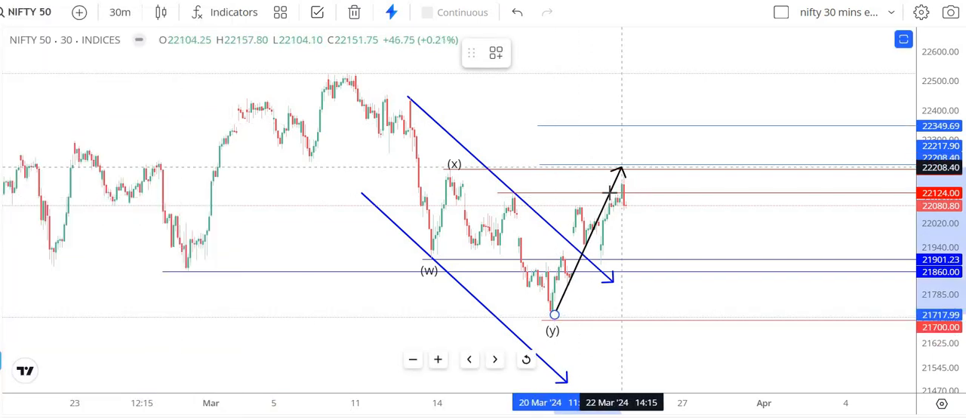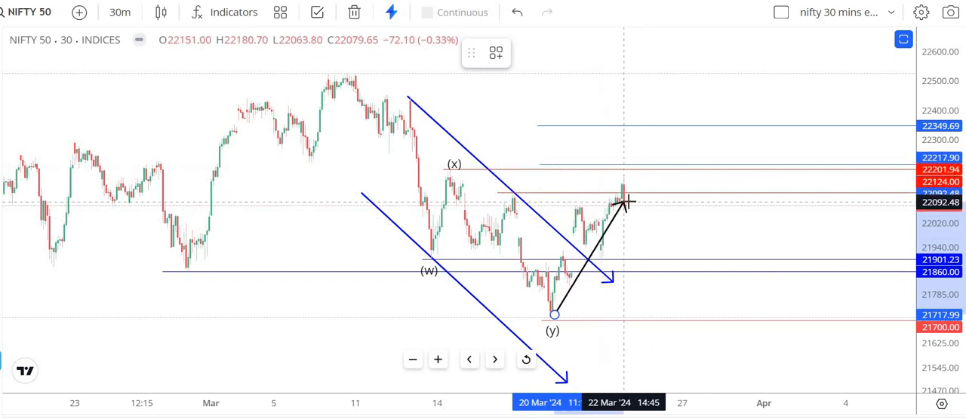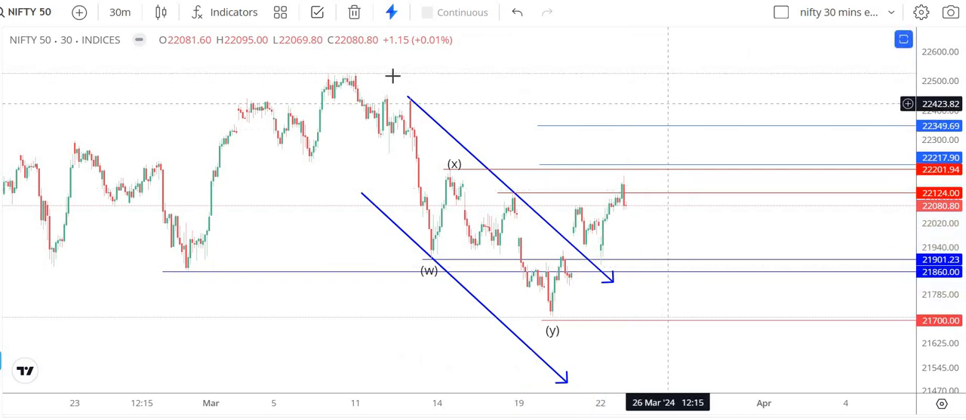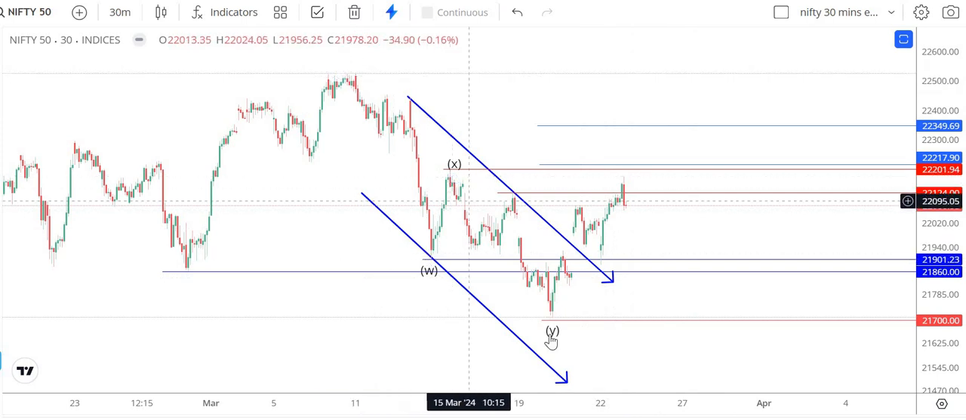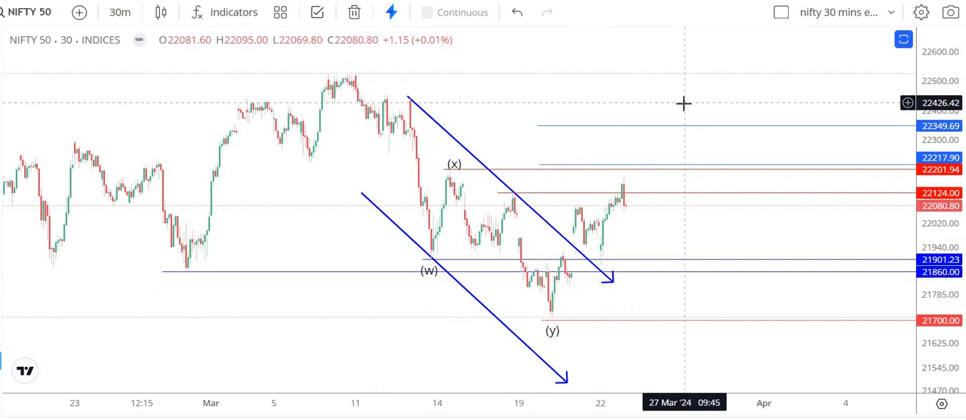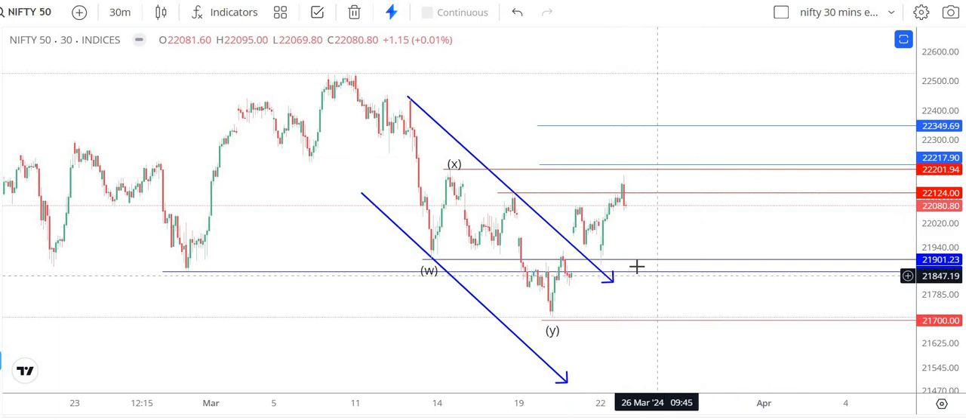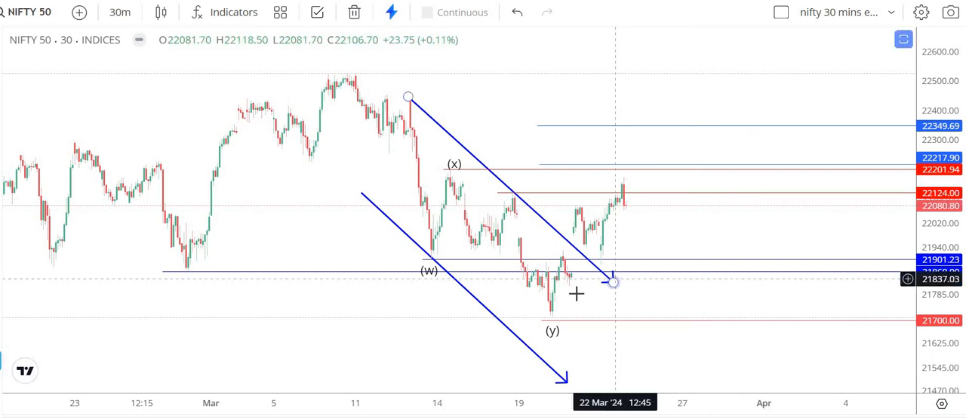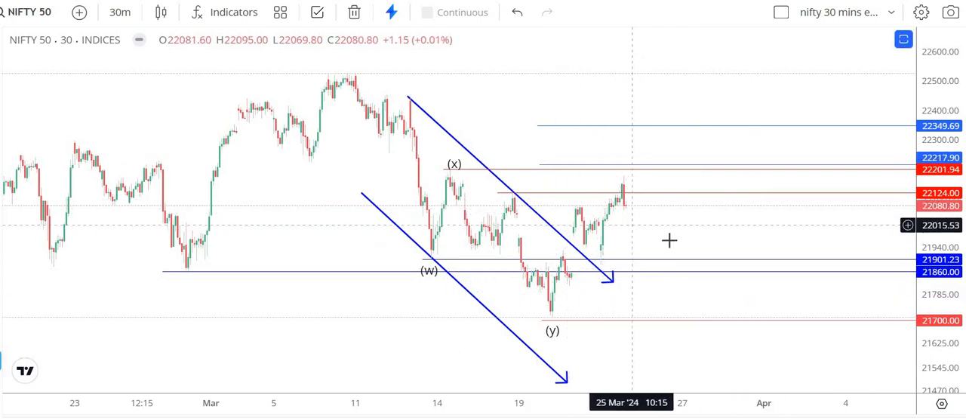So as of now I can't say which form B has taken. It can be a triangle, it can again be something like this, W, X, Y, to the upside. It can be a triangle like A, B, C, D, E, then down. It can be anything.